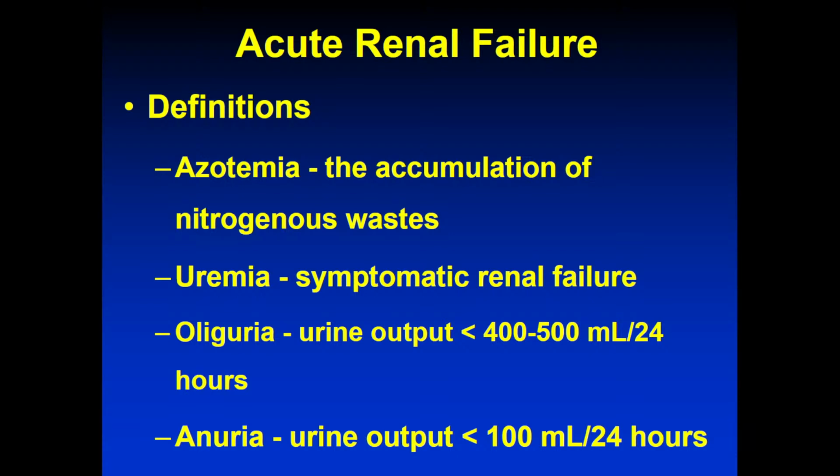Few words about definitions we'll use today. Azotemia, it's the accumulation of nitrogenous wastes. Uremia, symptomatic renal failure. Oliguria, when the urine output is below 500 milliliters per 24 hours, and anuria when the urine output is below 100 milliliters per 24 hours.